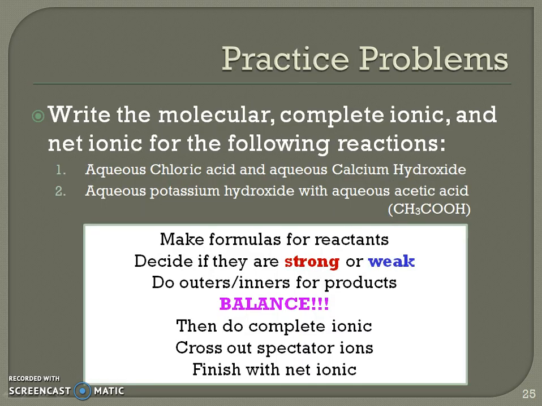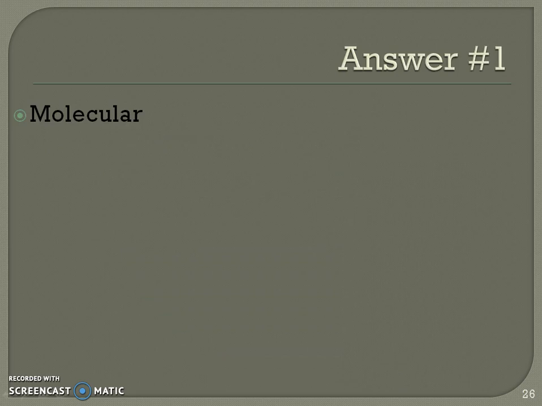So again, just like anything else in the world, anything strong is going to overpower anything weak. So let's do some practice problems. There's two of them here. I believe one is going to be strong, strong, and one's going to be weak, strong, so we can tell the difference. We obviously have to decide, first of all, if our reactants are strong or weak. That's going to play a big part in the overall reactions. Do our outers and inners. We're going to balance. We're going to look for precipitate. We're going to do the complete ionic. We're going to cross out those spectator ions, and then finish up with the net ionic equation, which is the important reaction.